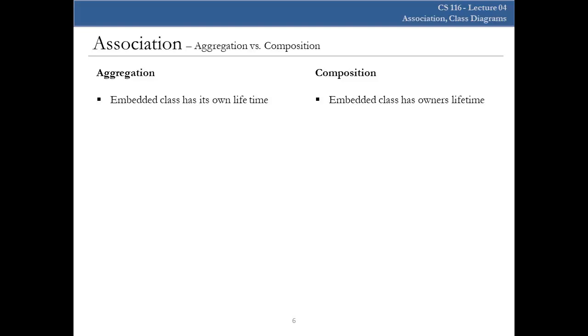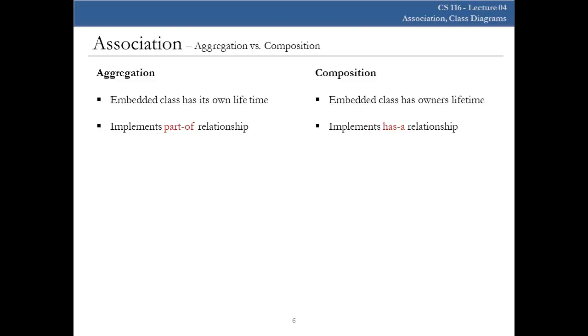Aggregation means that the embedded class has its own lifetime. That means that class can exist without the class in which it is being used, right? Whereas composition means that the embedded class has the owner's lifetime. If the main class is destroyed, then its part is also destroyed, right? We call aggregation a part-of relationship, and we call composition a has-a relationship. If you recall, we defined such a term for inheritance too, is-a relationship. So composition exhibits a has-a relationship and aggregation is a part-of relationship.